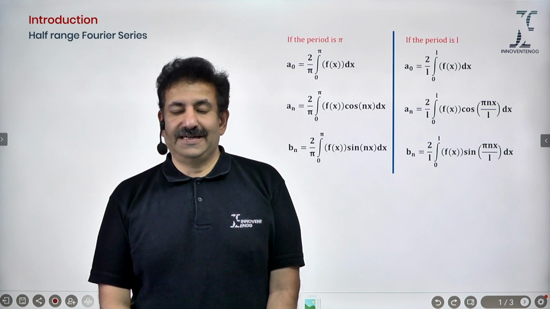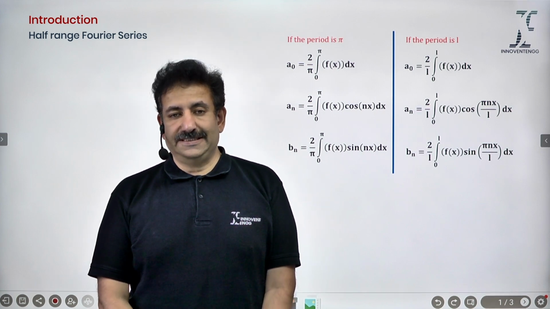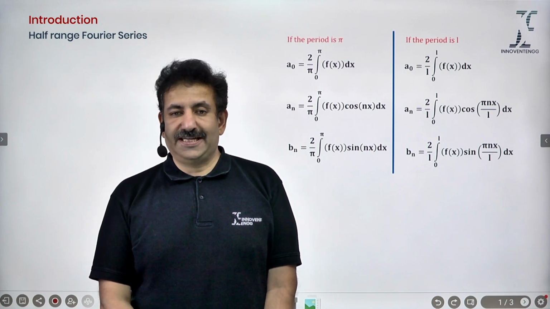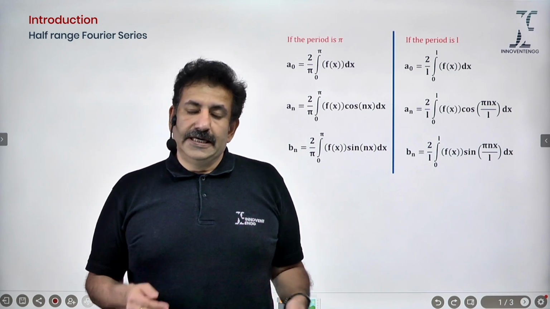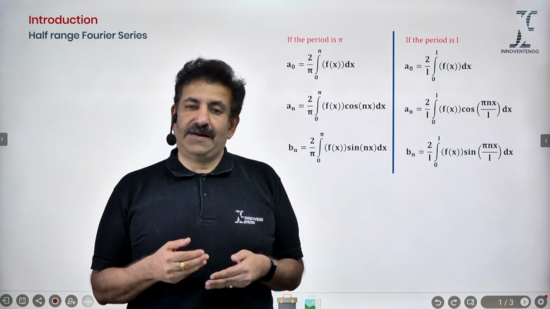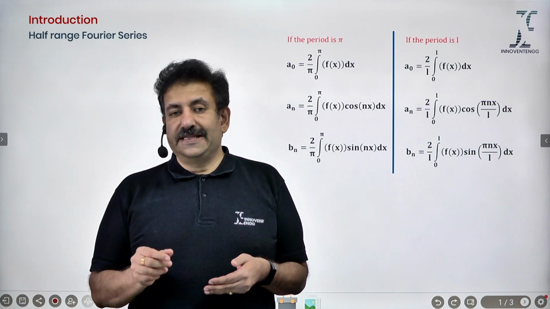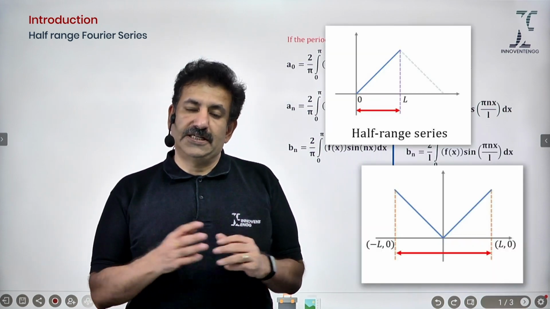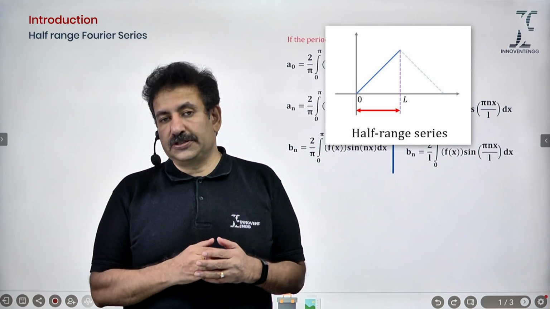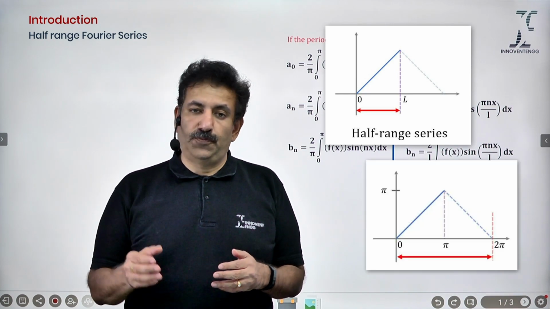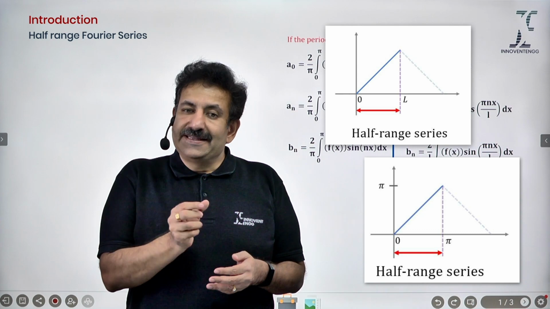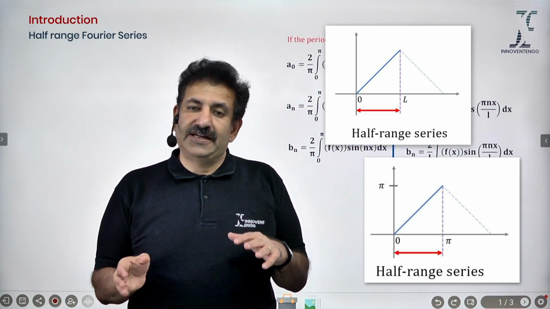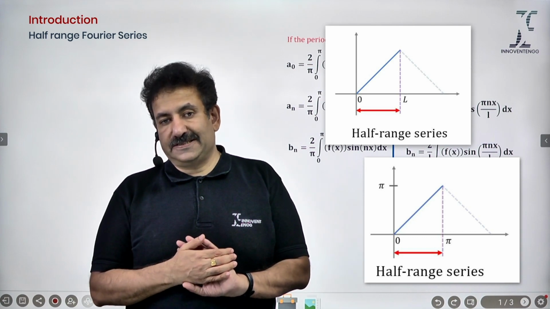Let's try and understand the half-range series, which is also a very important component of learning in Fourier series. In many situations, you may be interested in the general range 0 to L rather than minus L to plus L, or 0 to 2L, or 0 to 2 pi. You may be just interested in the range 0 to pi. In such situations, we resort to the half-range series.